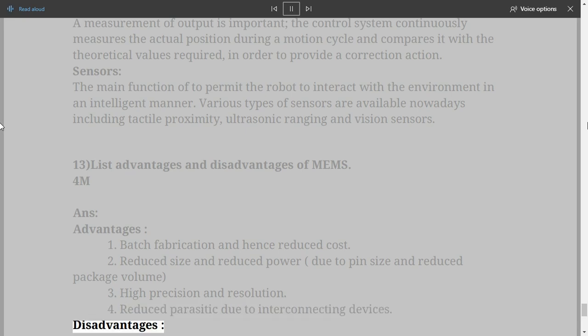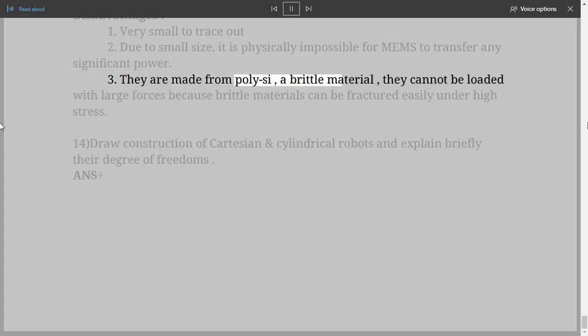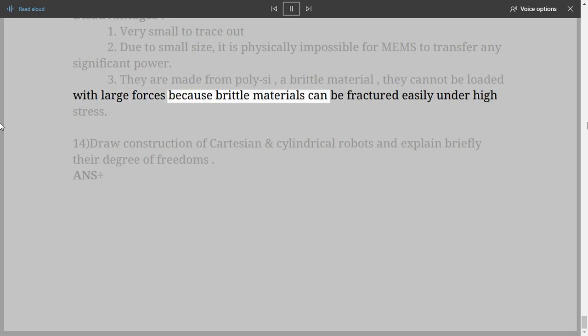Disadvantages. 1. Very small to trace out. 2. Due to small size, it is physically impossible for MEMS to transfer any significant power. 3. They are made from poly-Si, a brittle material. They cannot be loaded with large forces, because brittle materials can be fractured easily under high stress.